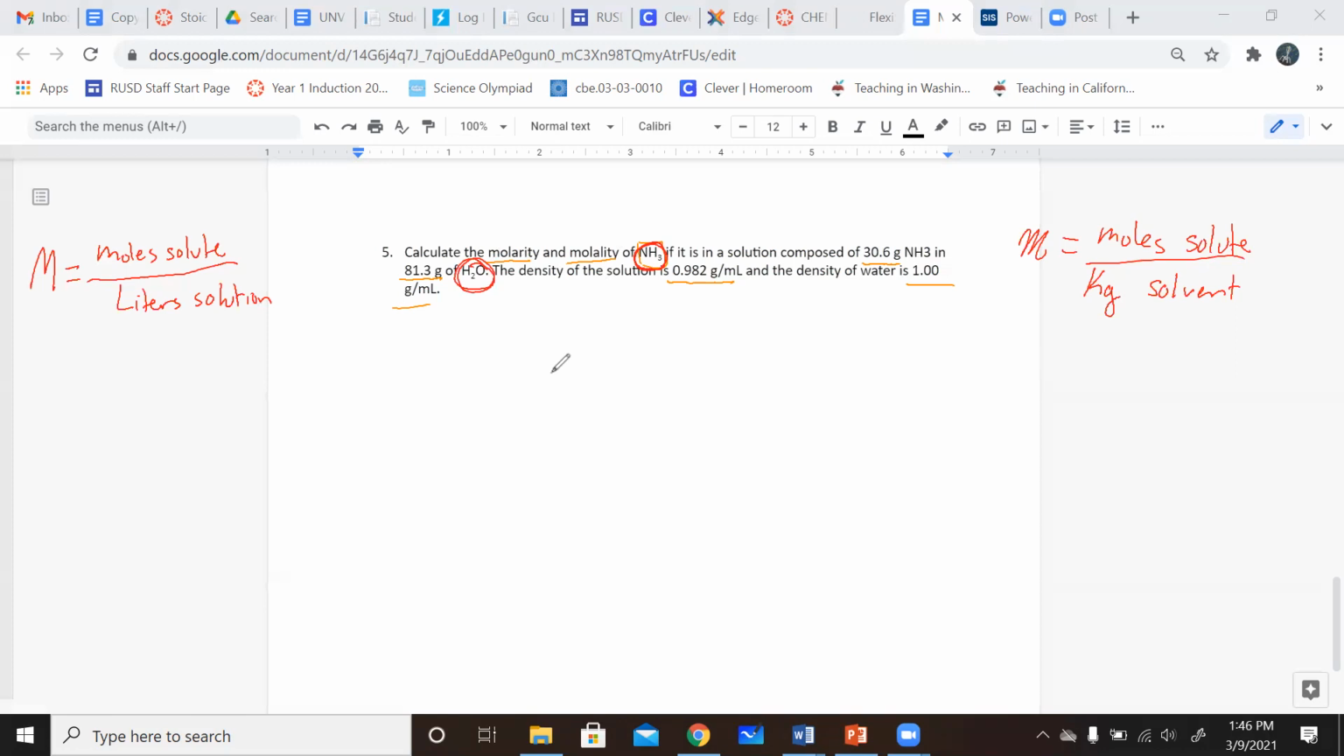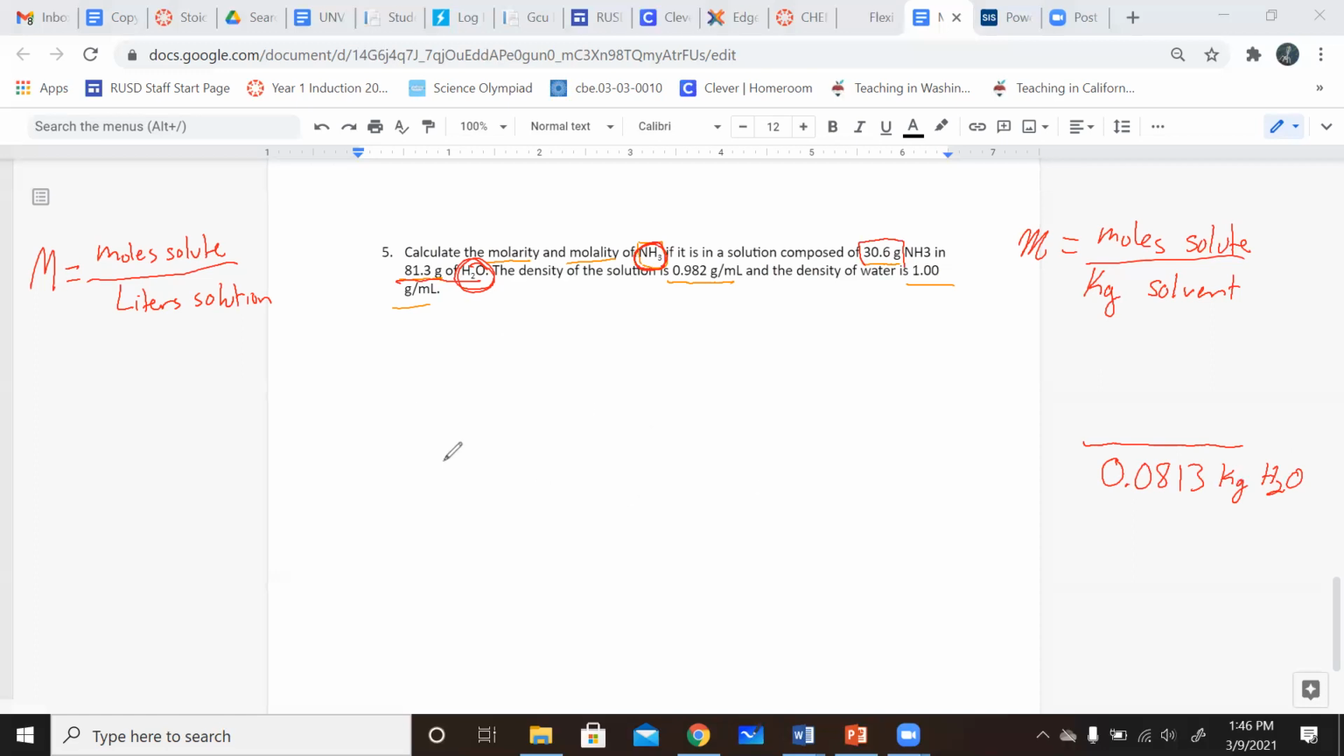So in this case, molality is actually much easier to figure out because all we have to do is take how much solute, convert that to moles, and then divide it by kilograms of solvent. So right away, I already have my denominator by just a quick decimal point move. We have 0.0813 kilograms of water on the bottom for molality because we're given that information right here.